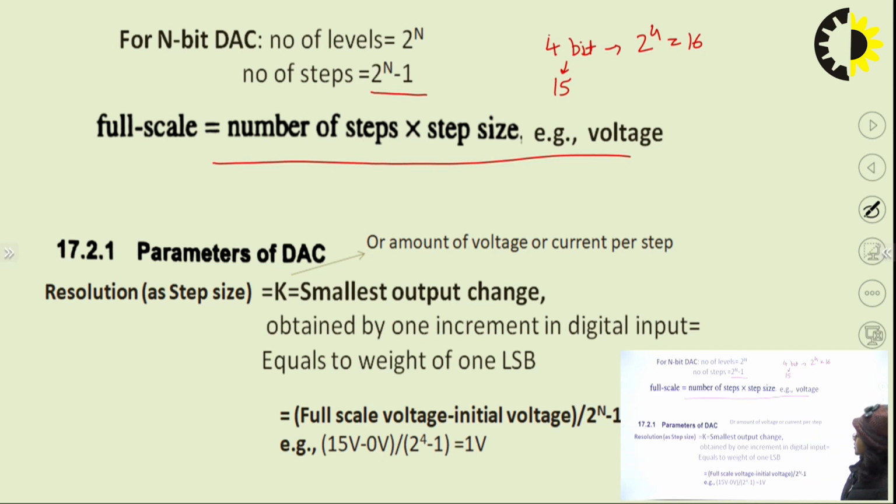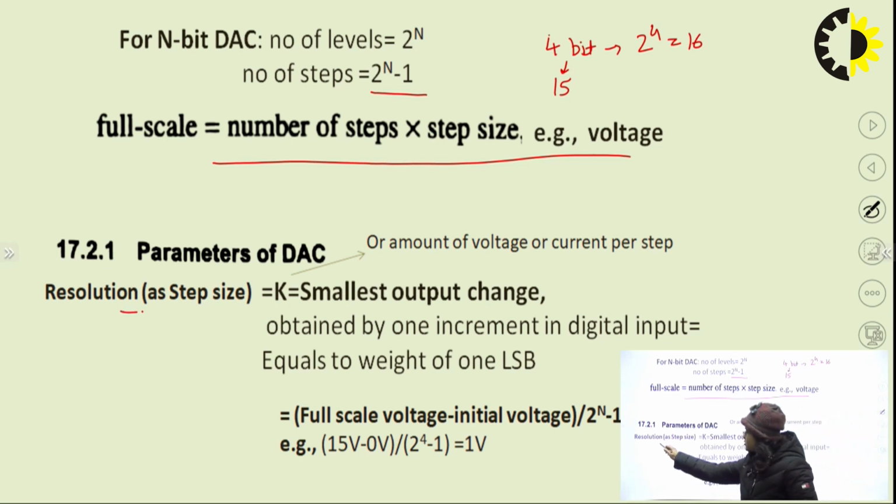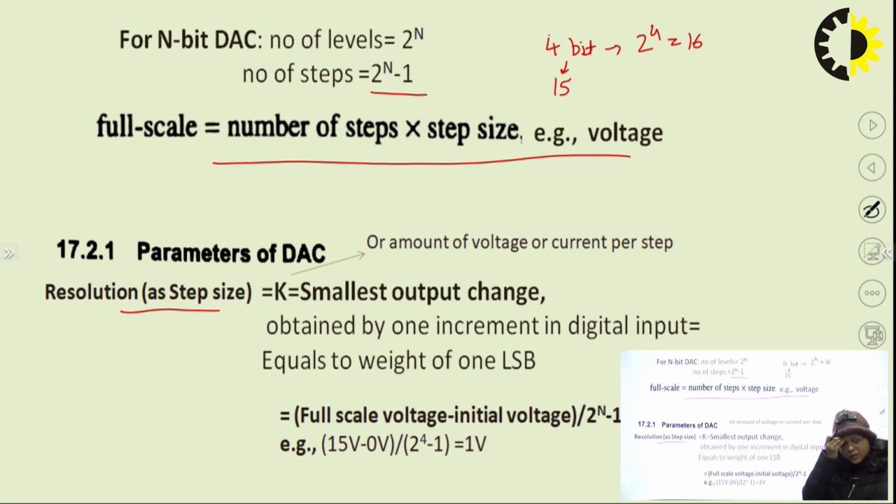Now, the various parameters of DAC which we have to calculate are, first of all, resolution, that is step size. It is the smallest output change, or the value of one level, called one resolution. We can also say that one increment in digital input is equal to the weight of one LSB. So, resolution or step size can also be seen as the full scale voltage minus the initial voltage, that is maximum minus minimum voltage, upon the total number of steps, that is 2 to the power n minus 1.